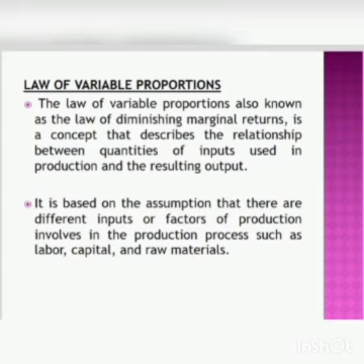Next, the law of variable proportions. The law of variable proportions, also known as the law of diminishing marginal returns, is a concept that describes the relationship between the quantity of the inputs used in production and the resulting output. It is based on the assumption that there are different inputs or factors of production involved in the production process, such as labor, capital, and raw materials.